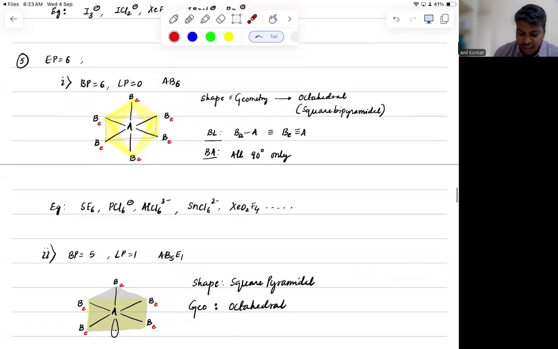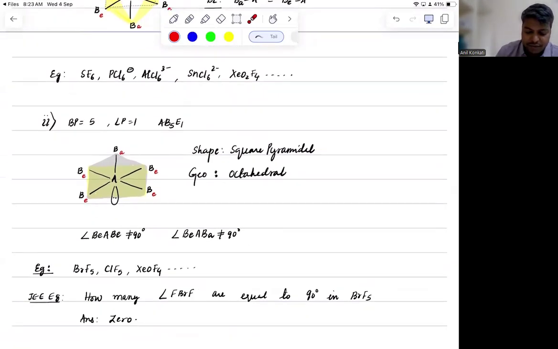And next, if you have one lone pair, you can place it anywhere, whether axial or equatorial. I will put it in the axial direction to understand the geometry. If I put it in the axial direction, it is a pyramid, a pyramid which is only one-sided. So it is called square pyramid, and the geometry is octahedral only.